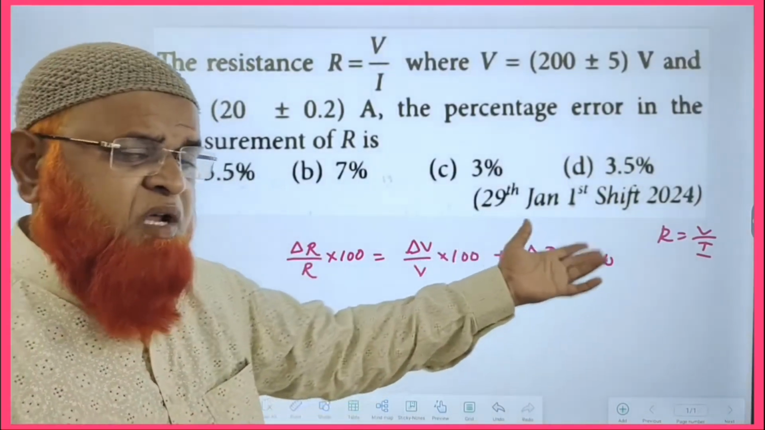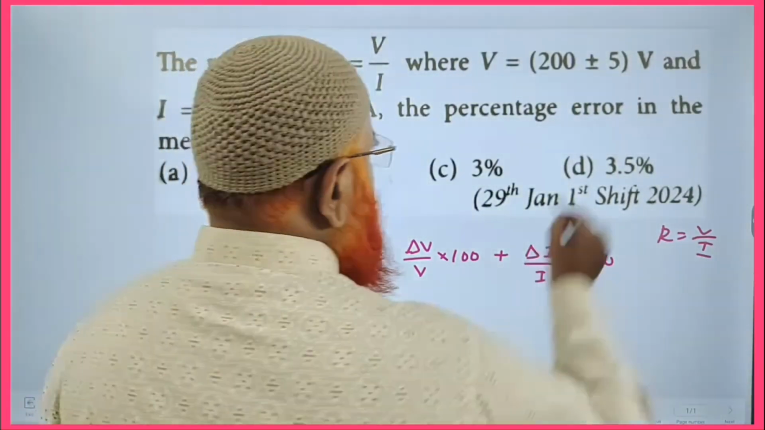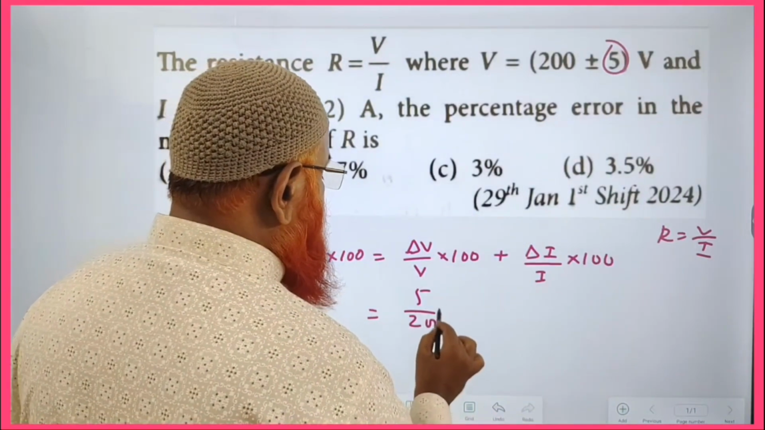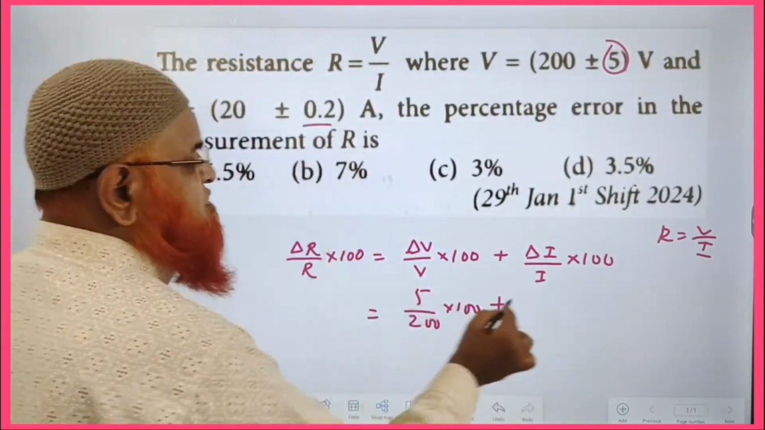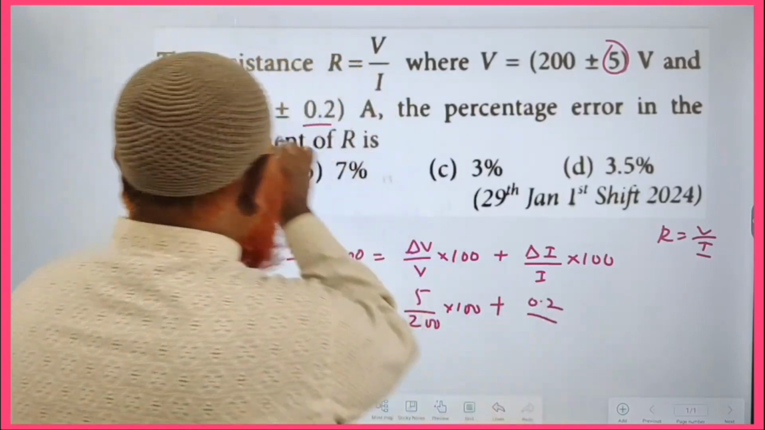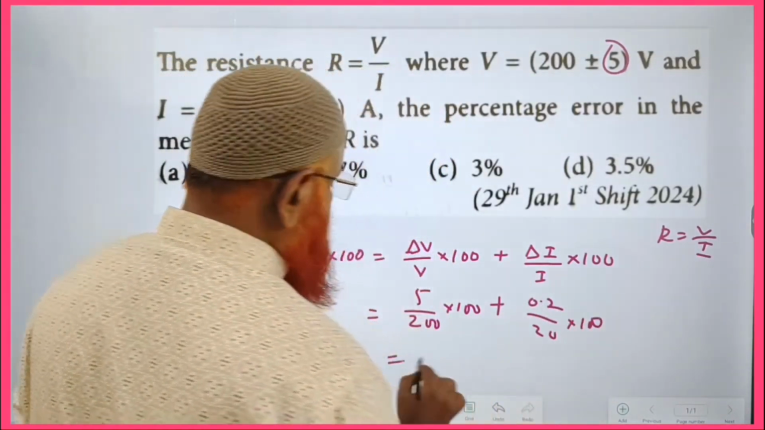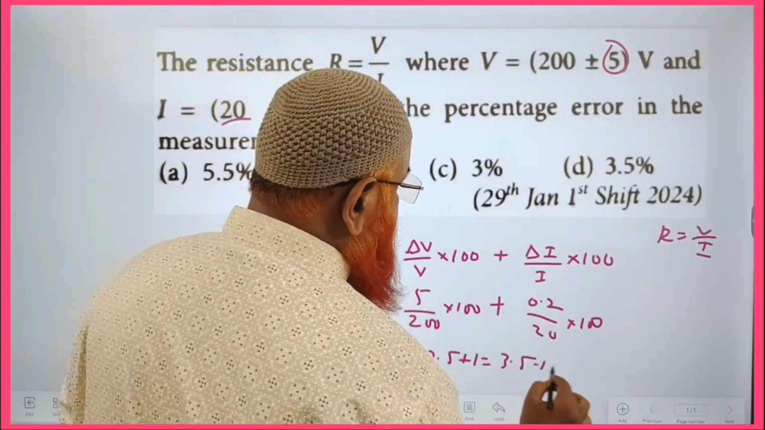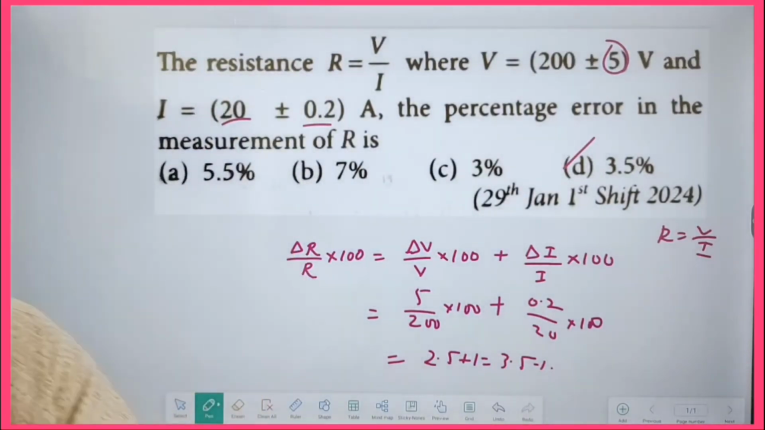Delta R by R into 100 is equal to delta V by V into 100 plus delta I by I into 100. That's it. Then what is delta V here? Delta V is 5 by 200 into 100, plus delta I is nothing but 0.2 divided by 20 into 100. So which gives you 2.5 plus 1, that is 3.5%, is going to be your answer. That's it. Very simple question and simple answer.